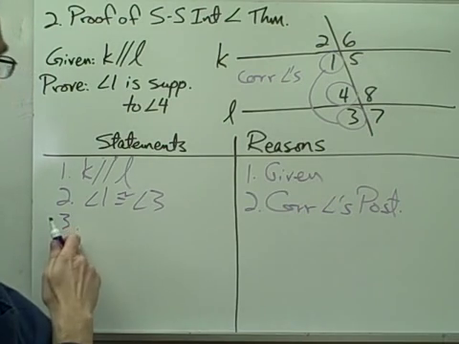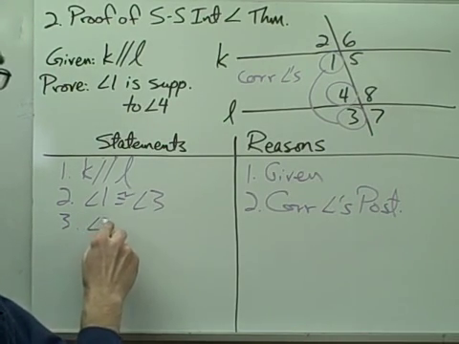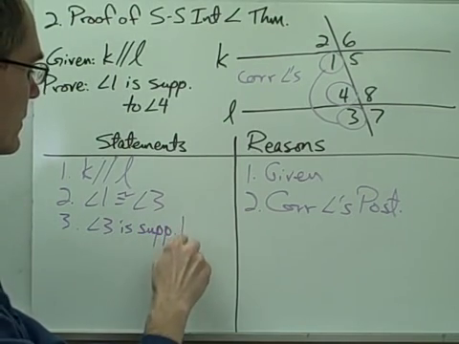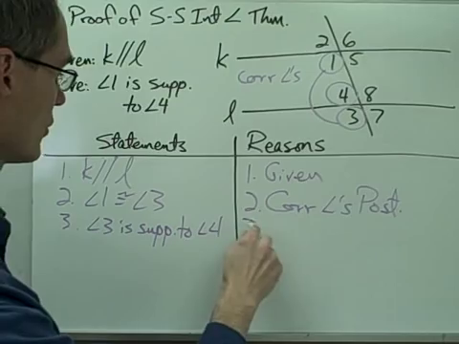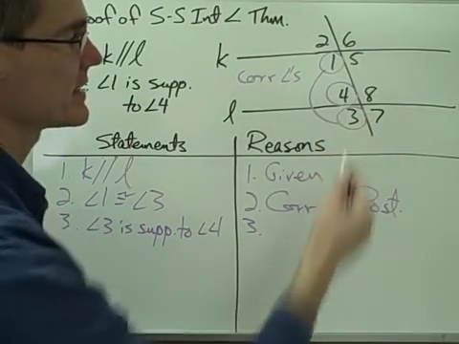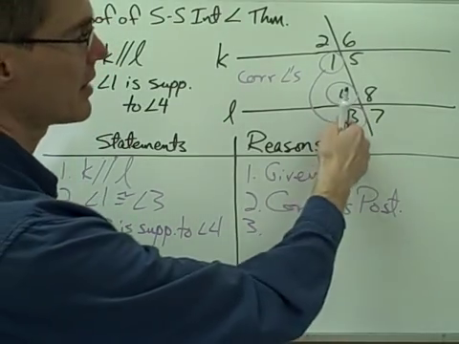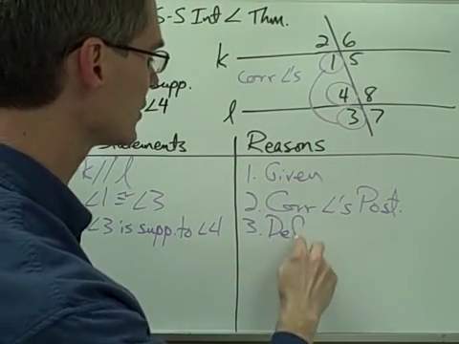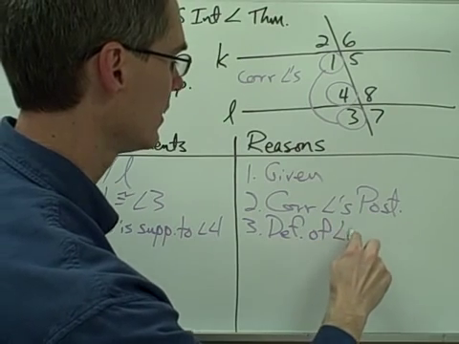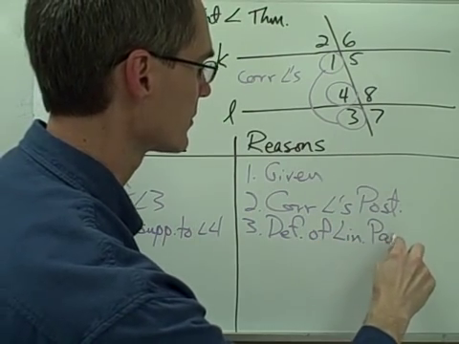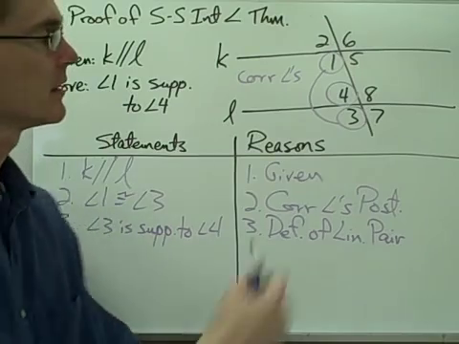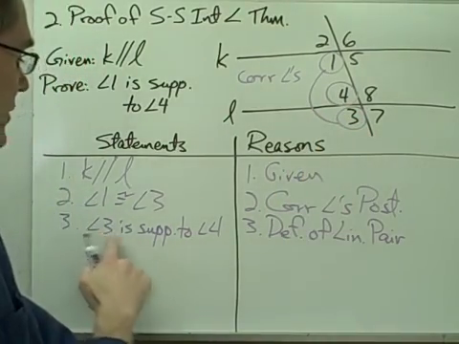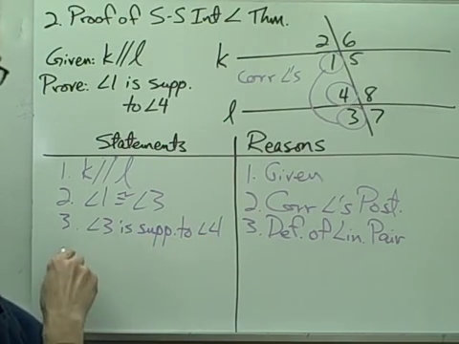Step number 3, I'm going to say that angle 3 is supplementary to angle 4. Now, how do I know that angle 3 is supplementary to angle 4? I know that because these two angles form a linear pair, and the definition of a linear pair of angles tells me that linear pair angles are adjacent and supplementary. So I know these two angles must be supplementary.